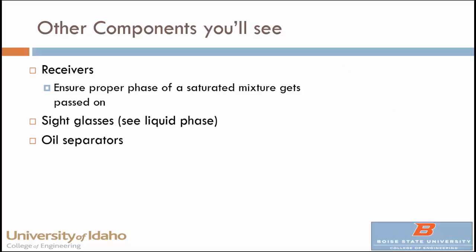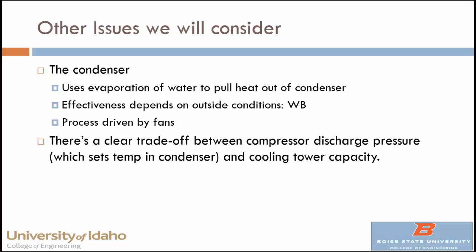We'll see other components in between here. There are small cylinders called receivers that basically allow for some separation. So if there is some vapor or liquid mixture, it lets the liquid settle out and evaporate slowly. Sometimes you'll see sight glasses so you can see whether things are in liquid phase or not. Oil separators are common in the bigger systems because the oil gets entrained in the refrigerant, particularly for screw compressors. So we'll see all those things as we get out there.